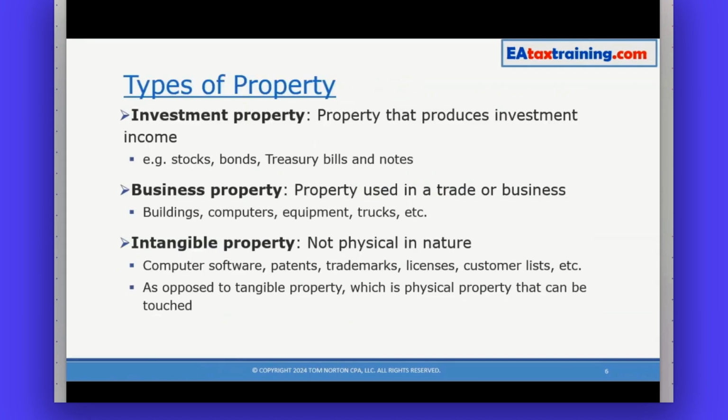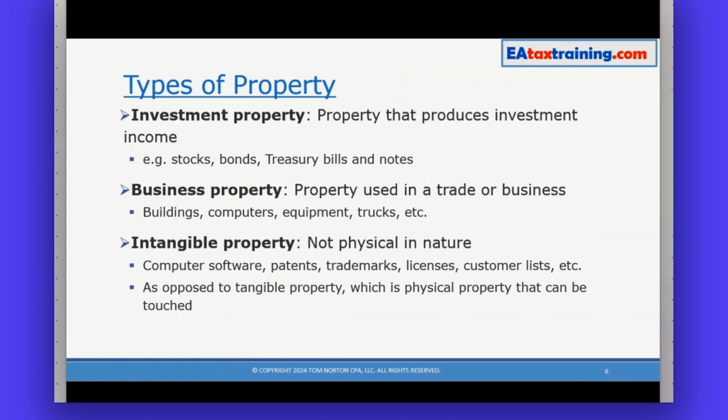So first, investment property. So this is property that produces investment income. So this is things like stocks, bonds, treasury bills, and notes, those types of assets. Then there's business property, and that's property used in a trade or business. So think about buildings, computers, equipment, trucks, machinery. So any business property, you think of a business that you know of, a retail store that you go into or an office that you go into and look around. Any of the property you see in there would be considered business property.